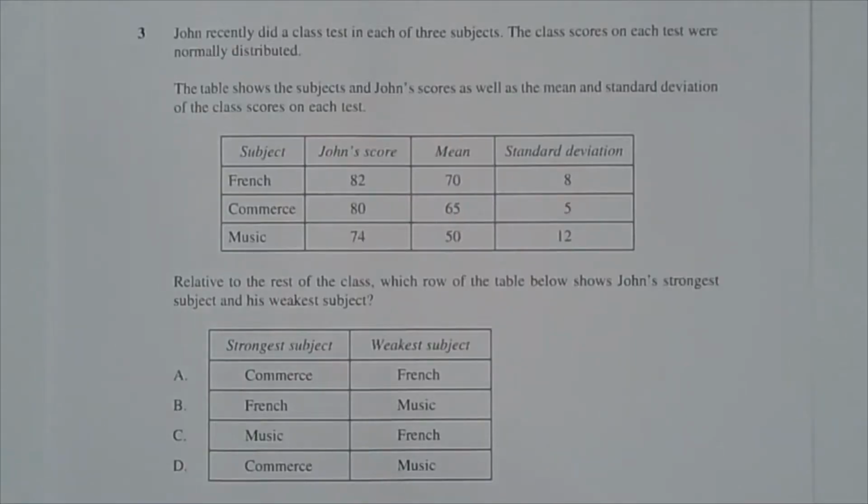Question 3. John recently did a class test in each of 3 subjects. The class scores on each test were normally distributed. The table shows the subjects and John's scores as well as the mean and standard deviation of the class scores on each test. Relative to the rest of the class, which row of the table below shows John's strongest subject and his weakest subject?